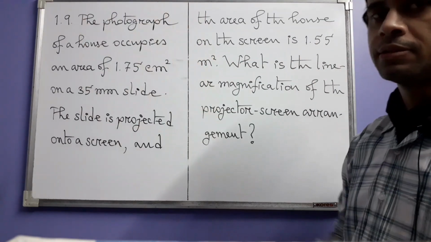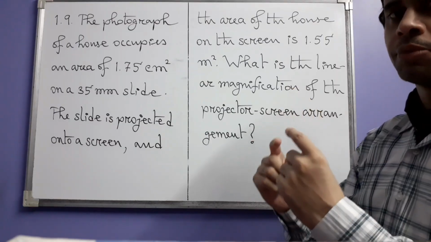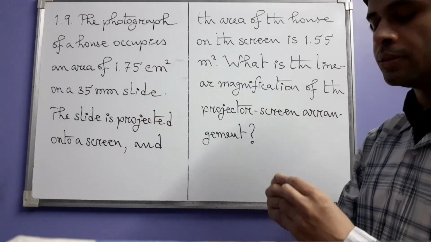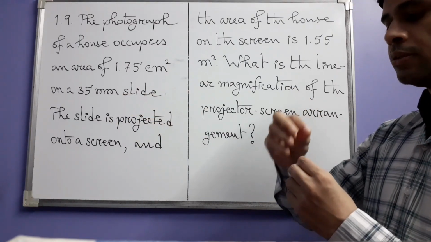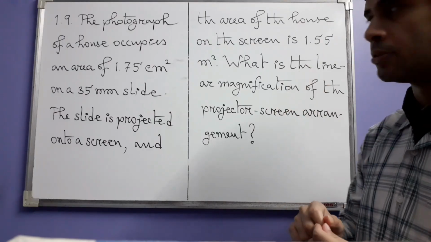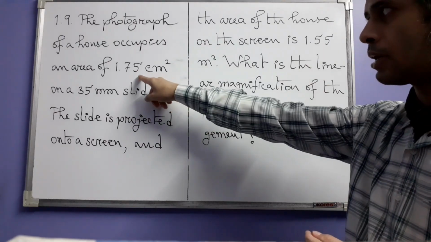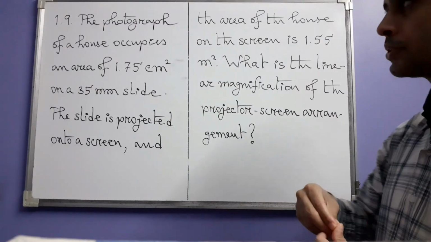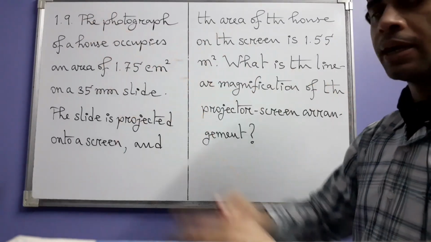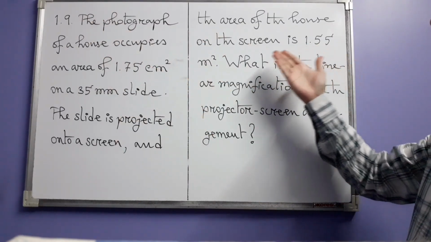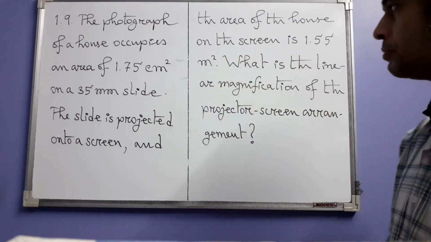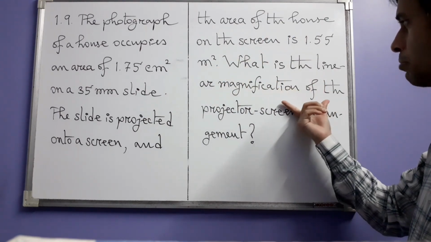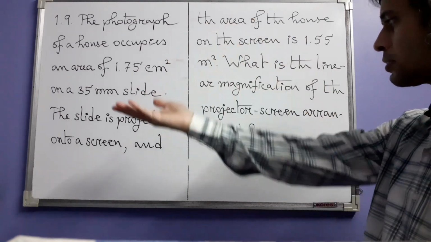It will be large. The original slide is small, a 35 millimeter slide on which you have the image of the house, and the area of the house is 1.75 centimeters square there on the slide. But the projected house has this area 1.55 square meter. What is the linear magnification of the projector screen arrangement?